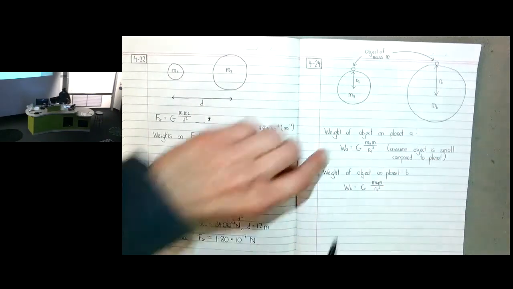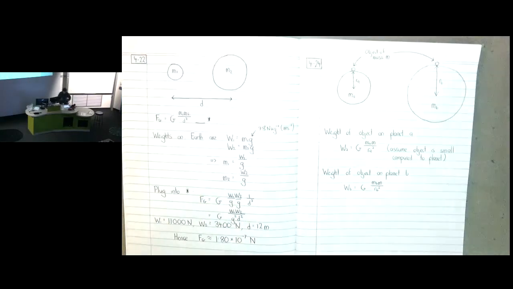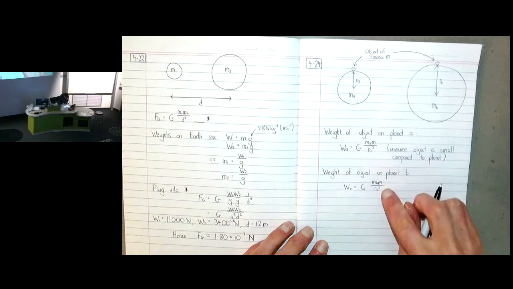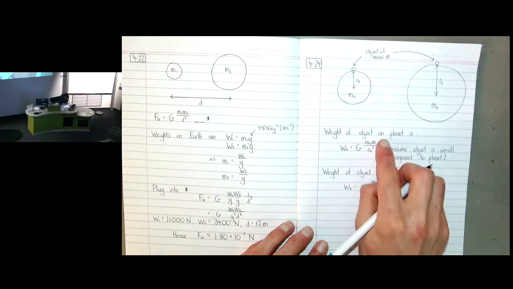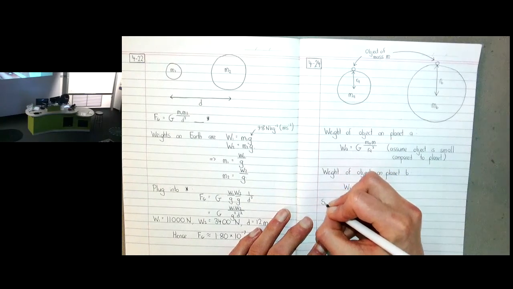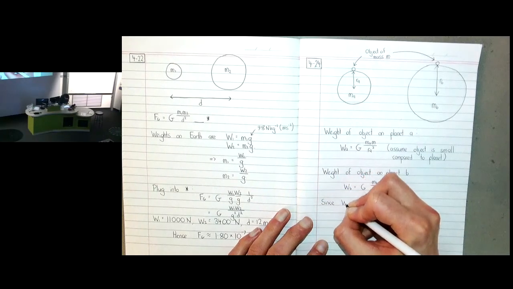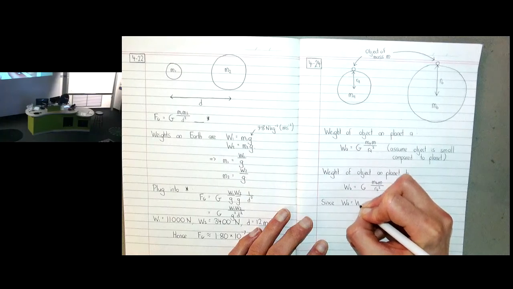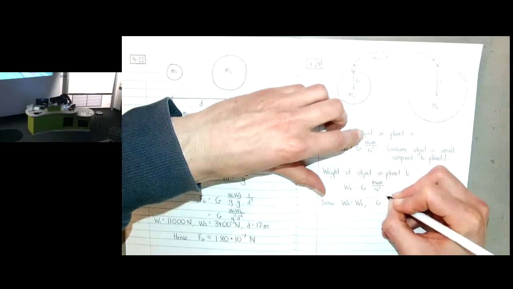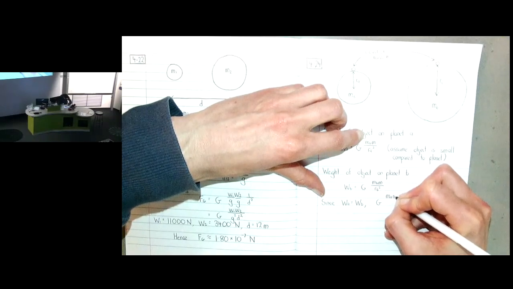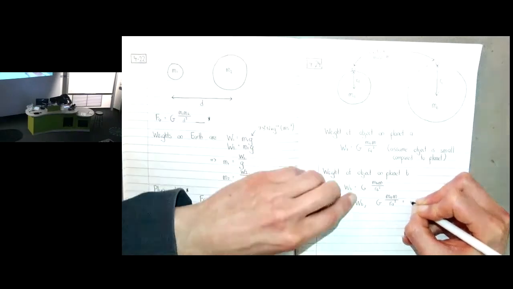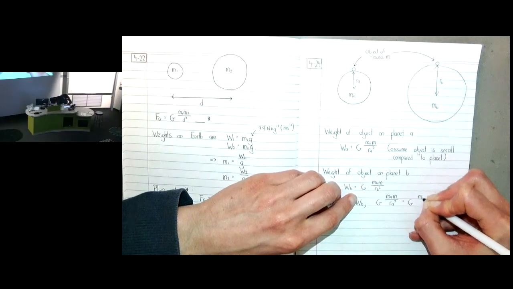Now the question tells us that whatever these weights are, they have to be equal. So we can set this expression equal to this one. So all this junk here has to be equal to all this junk here. So since the weights are equal, we find that G times this product of masses divided by the radius of planet A squared, it's got to be equal to the same thing for planet B.